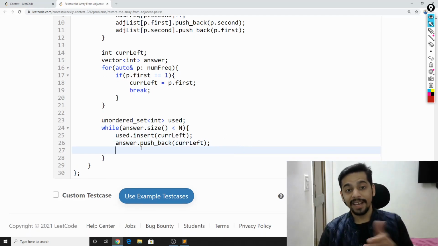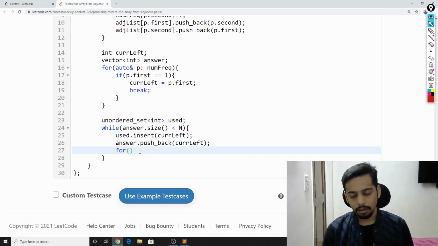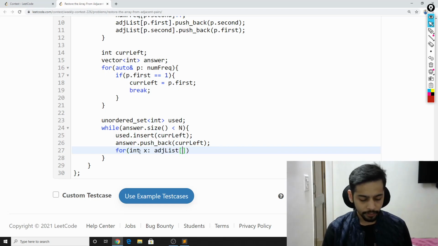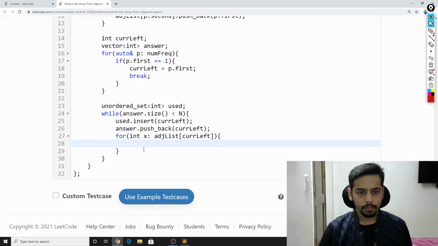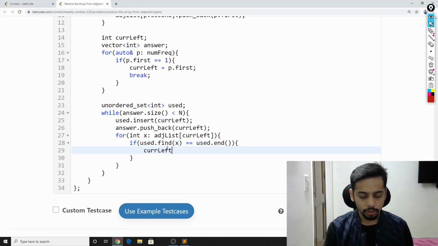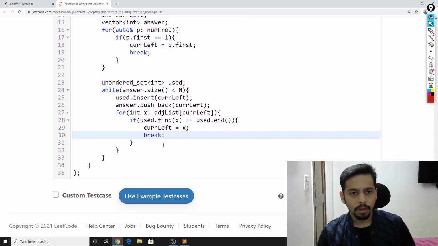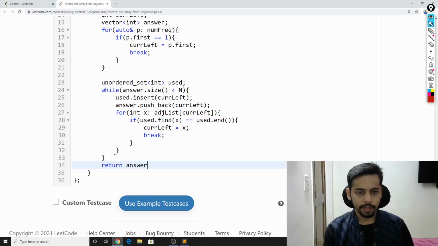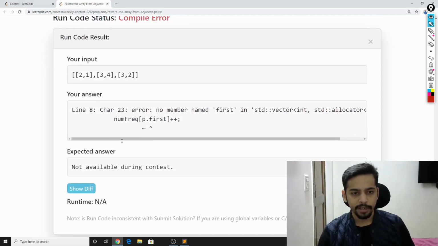Next up is that you find out what is the next curl left. So for that you iterate all the people who are adjacent to curl left. Okay, so I will iterate like this. So for every integer x that was adjacent to curl left, if x has not yet been used, if used dot find x is equals to used dot end, that means it has not yet been added into the use vector, then this is the guy that is going to be the next left. Then you will say that curl left changes to x, and you can break out of the loop now. That makes sense to me. This loop can keep running. After this I'll have my answer vector. Let me just run this code and we'll get to know how many errors I made.